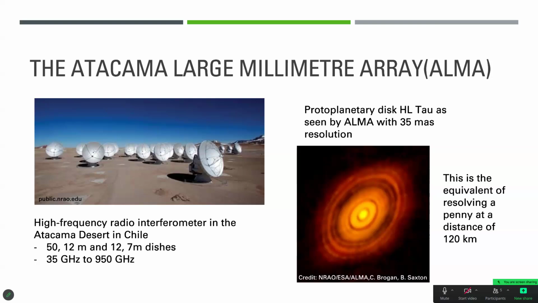What you see here is the formation of a planetary system. You have a young star in the middle surrounded by this big debris. So that's how good the resolution is. This is the equivalent of resolving a penny at a distance of 120 kilometers, right?